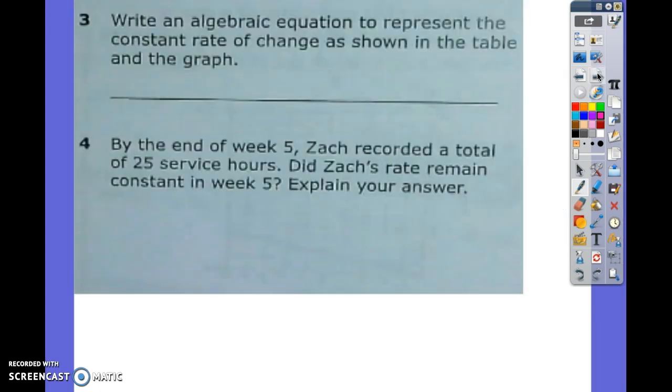Number 3, write an algebraic equation to represent the constant rate of change as shown in the table and the graph. So we have done that. We wrote y equals 4.5x. Remember to do that, you find k, y divided by x. And in our table, we had weeks, we had w and h, which means that w was our x and h was our y. So we can match the letters with the problem and substitute in the h for the y and the w for the x.